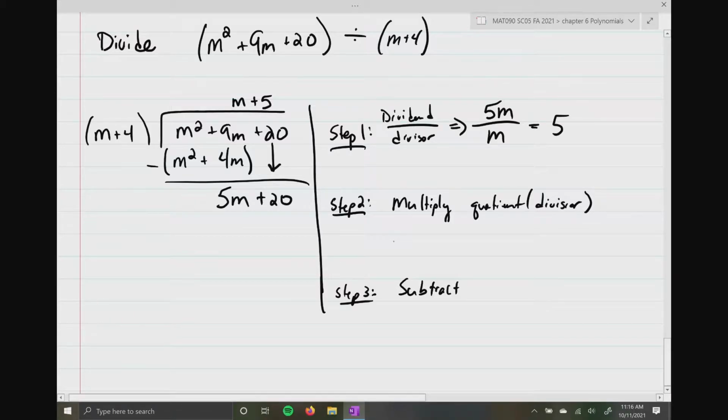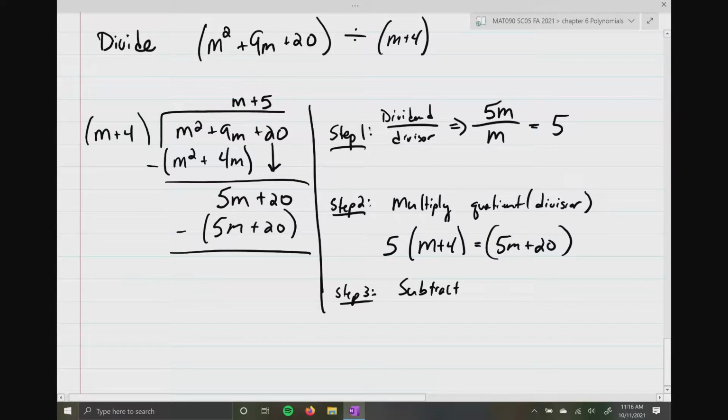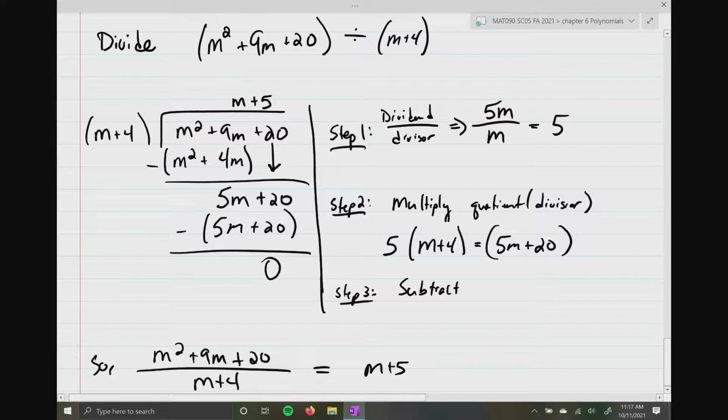Now, I multiply 5 times m plus 4, and that's going to give me 5m plus 20. Make sure you put it in parentheses. I'm going to transpose that over to my problem with a subtraction sign out front. And 5m minus 5m is 0, and 20 minus 20 is also 0. So m to the second plus 9m plus 20 all over m plus 4 equals m plus 5.